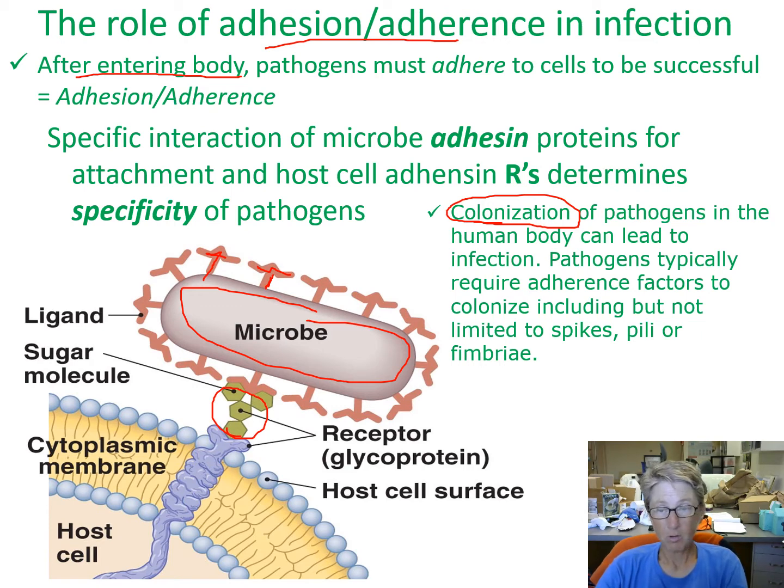Virulent pathogens typically require adherence factors, which are a type of virulence factor. They require those adherence factors to colonize the human body. And adherence factors include, on this microbe in this cartoon, the adhesion protein or the adhesion factor is called a ligand, which is just a really general term for a protein that binds to a receptor. Adherence factors also would include spikes, like we've seen on coronavirus. The virus has spikes. Pili could be an adherence factor. And fimbriae could also allow a bacteria to stick to a host cell.